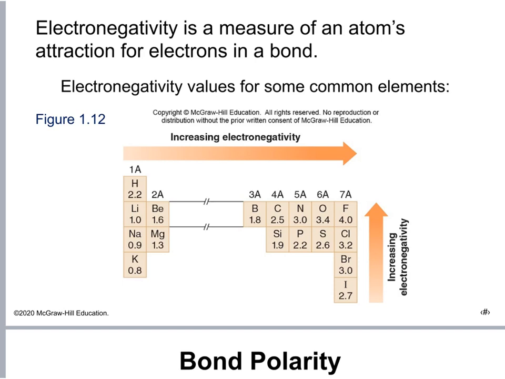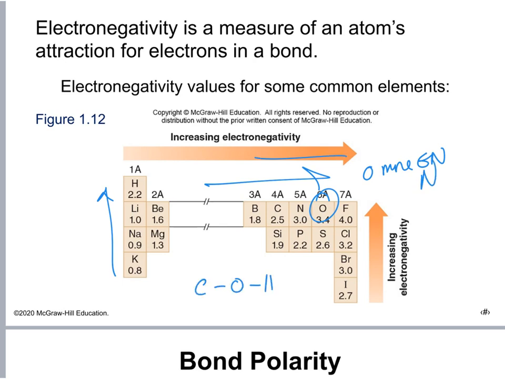Electronegativity increases going up a group and over. So you need to know oxygen is more electronegative than nitrogen. And what does it mean? In a bond between carbon and oxygen, oxygen is going to pull those electrons towards itself. So you're going to show the dipole of oxygen pulling those electrons towards itself.